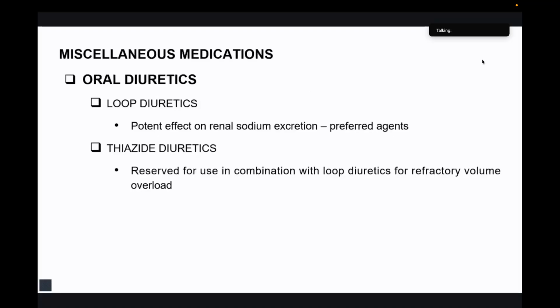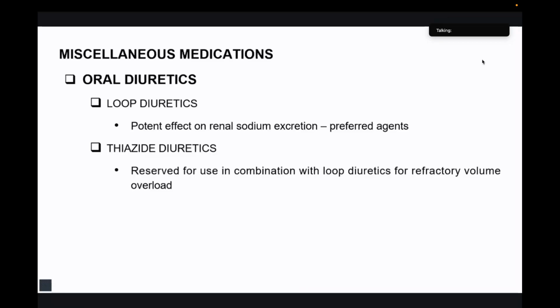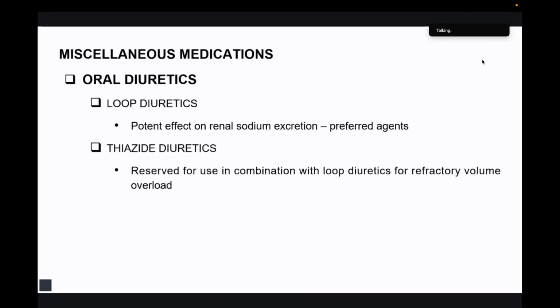So in HFrEF patients, we can also give oral diuretic drugs. Basically, neurohormonal activation in heart failure results in salt and water retention. Diuretic therapy is typically required in patients with symptomatic heart failure, and treating congestive symptoms is a must prior to the initiation and titration of neurohormonal therapy.